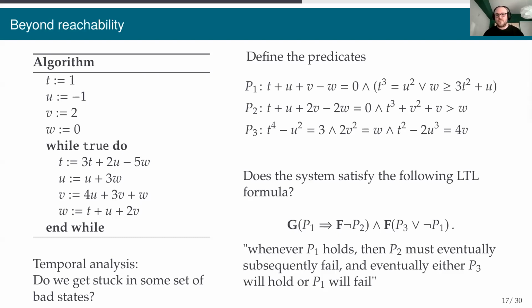So, I mean, you don't need to know what LTL is. You can think of this formula, well, it's written out there. Whenever P1 holds, then P2 must eventually fail subsequently. And eventually either P3 will hold or P1 will fail, meaning that P1 holds whenever your point hits this semi-algebraic set defined by this predicate. And I'm saying that we can decide such properties.